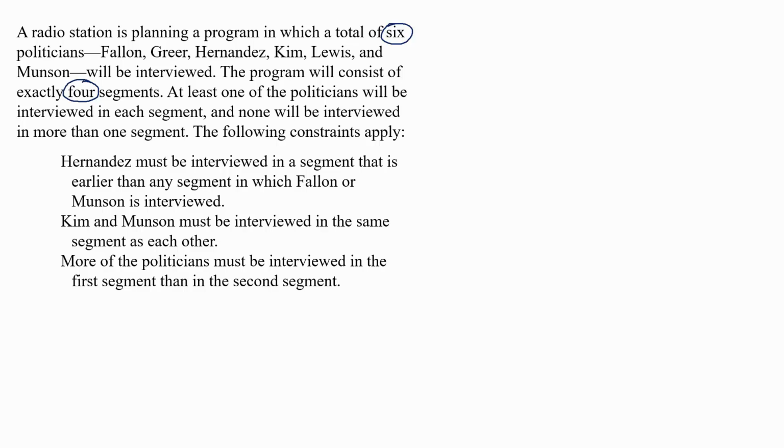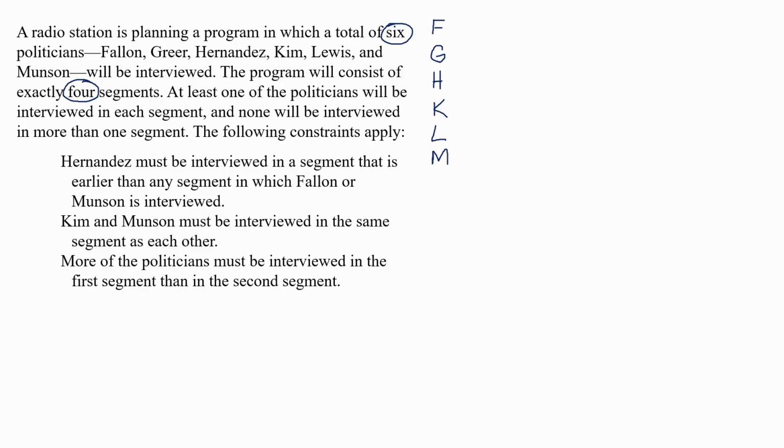Before we look at the rules, let's understand what's going on and then build a rough sketch to reflect what we understand the situation to be. So first, our players are 6 politicians, so it's a pretty good idea to take inventory of them by writing a list of their initials. We have Fallon, Greer, Hernandez, Kim, Lewis, and Munson.